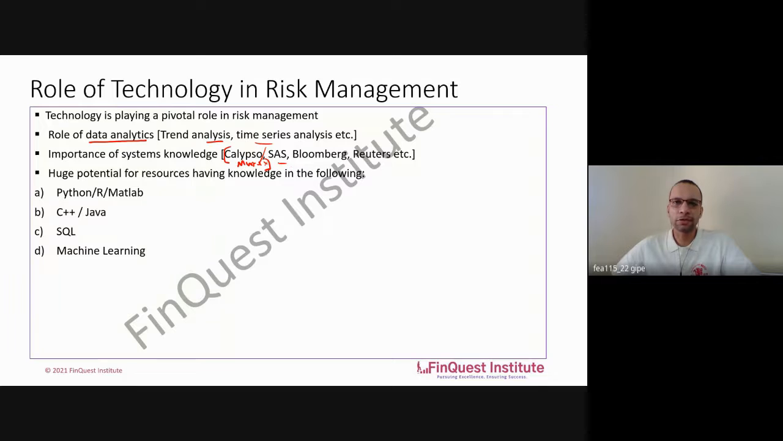Next, we have SaaS, again, software as a service. We'll talk a bit about SaaS as well, I think I have a section on SaaS. Yeah, we'll talk a bit about SaaS in a bit. And we have Bloomberg and Reuters, which are primarily the data providers for most banks.